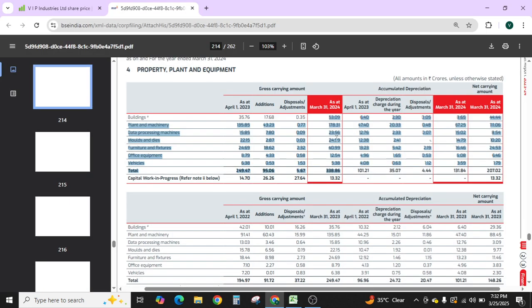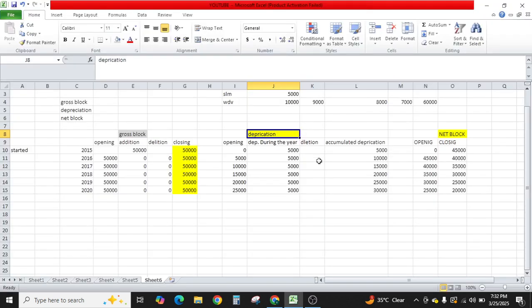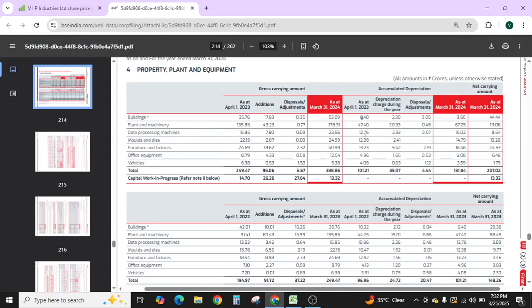Now we will look at depreciation. This footnote. Now here this is opening, previous year closing, and this year opening. Accumulated depreciation. This is accumulated depreciation as at April 1st 2023, which we have done here. Now accumulated depreciation, and this is depreciation for the year. That means what depreciation was charged this year. This is how much was charged up to April 1st 2023, and this is how much depreciation was charged this year. And disposal and adjustment: if they sold an asset, the depreciation will also be adjusted, so that is this.